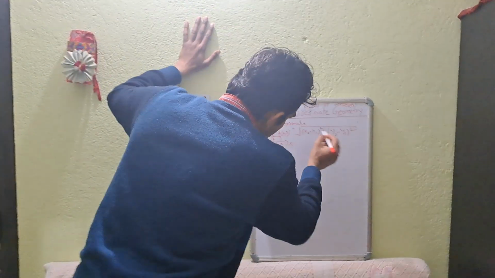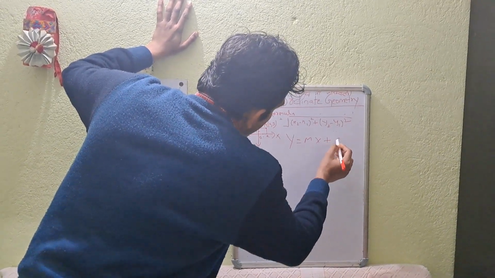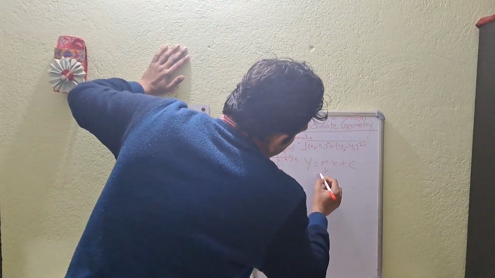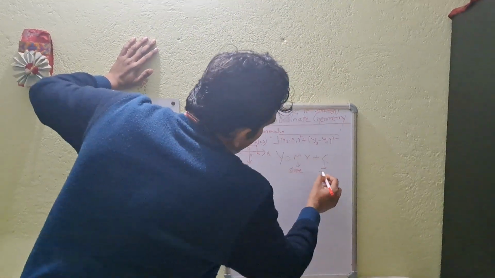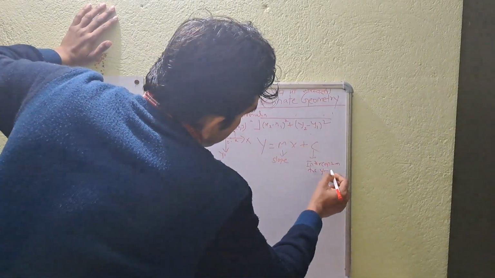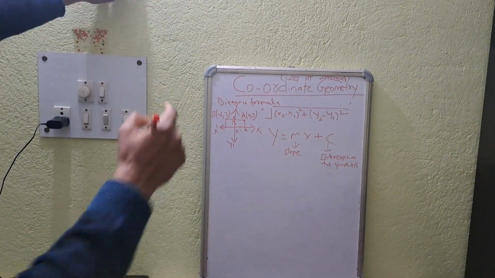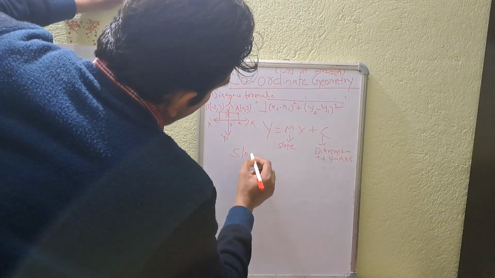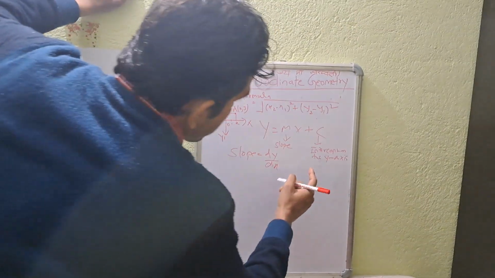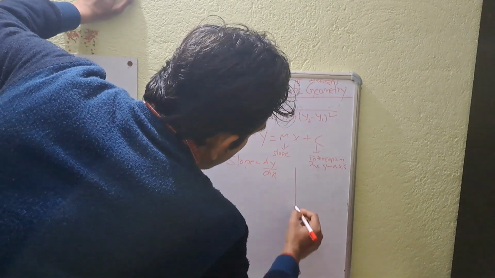Now this particular equation is applicable for y is equal to mx plus c. This is the famous equation of the straight line where m is the slope and c is the intercept on the y-axis. So this is the basic equation, y is equal to mx plus c. Slope, we will be using it as dy by dx, and c is the intercept on the y-axis. Now I will be depicting this equation on the graph, that will be like this.